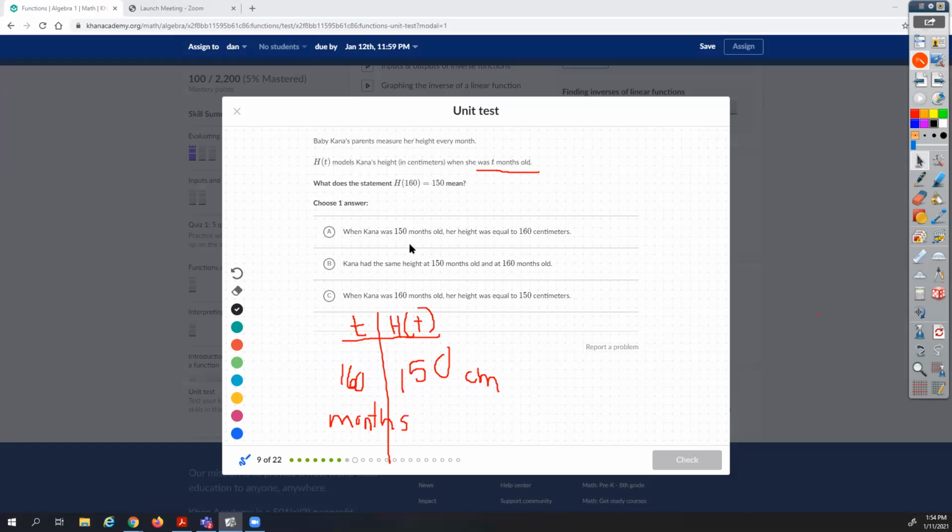So when Kana was 150 months, no. Kana had the same height at 150 months old and at 160 months old, no. When Kana was 160 months old, her height was equal to 150 centimeters, and that will be your answer right there.